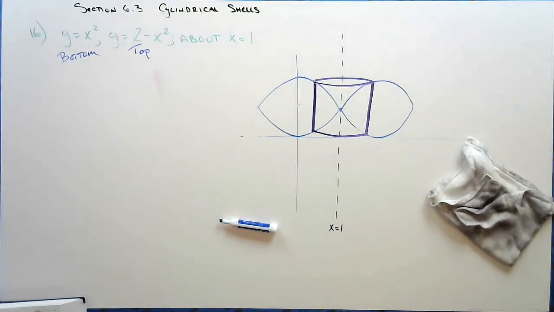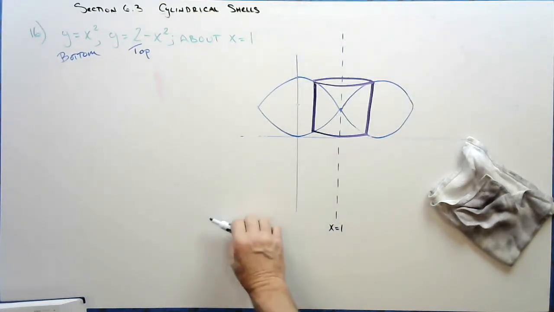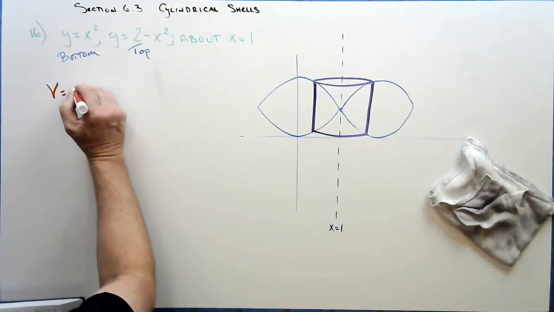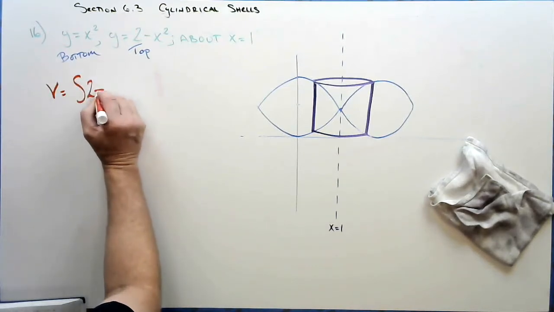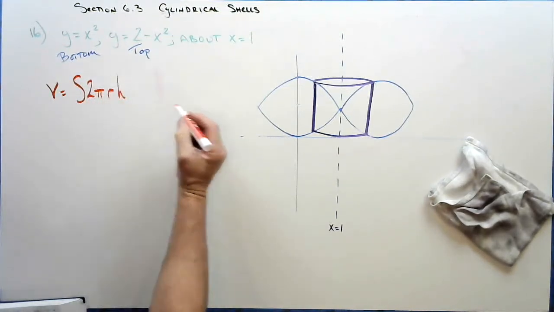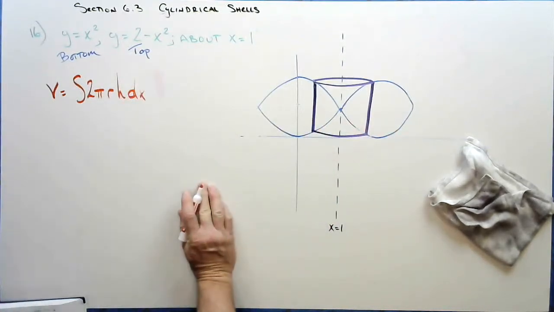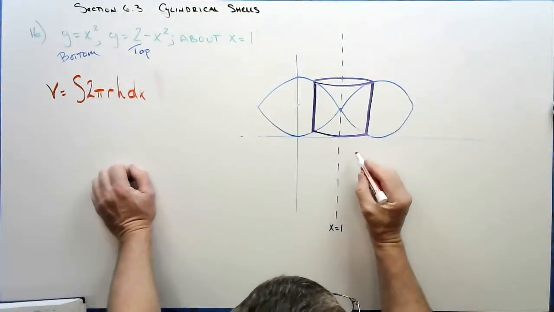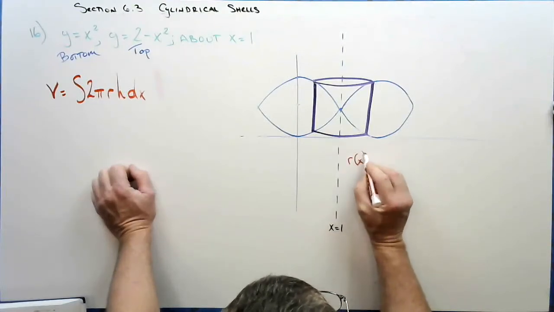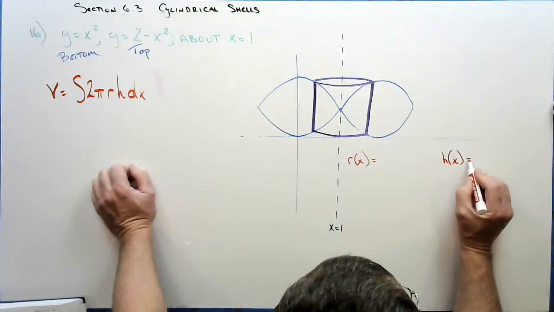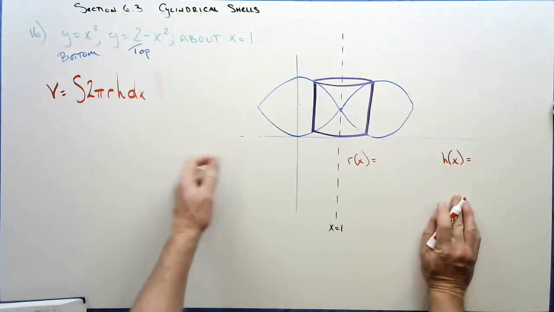Now, we have the same steps that we have in the past. We want to find the radius and we want to find the height, because the volume is going to be the integral. We're going to get 2 pi, we get the radius, we get the height. These point at the x-axis, right? So this is going to be dx. So I want to find my radius in terms of x, and I want to find my height in terms of x. So I have to find my radius.